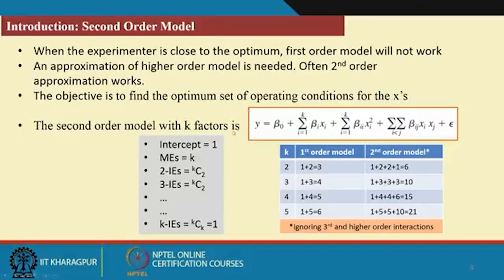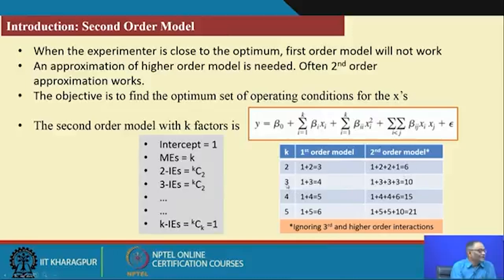So, let us see the difference between the first order and second order model with reference to different factors. If you go for the first order model, which is beta 0 plus beta i x i, then when k equals 2, the number of parameters to be estimated is 3. What will happen in the second order model? There will be one intercept, main first order effect, quadratic effect, plus interaction effect. So, you require to estimate 6 parameters.